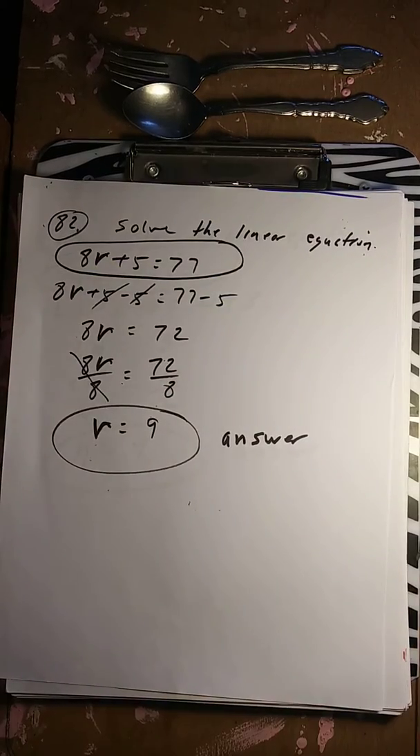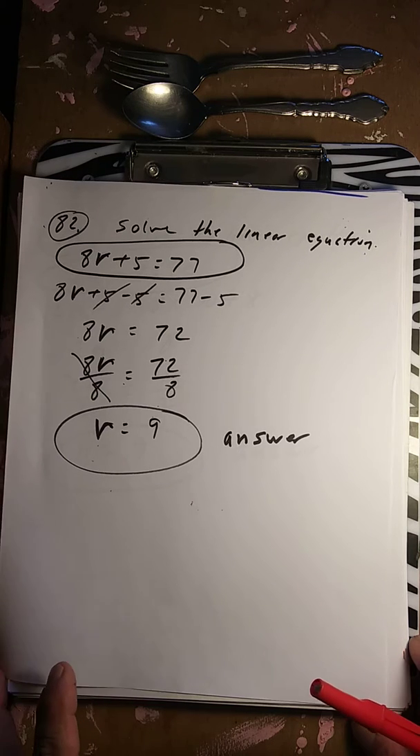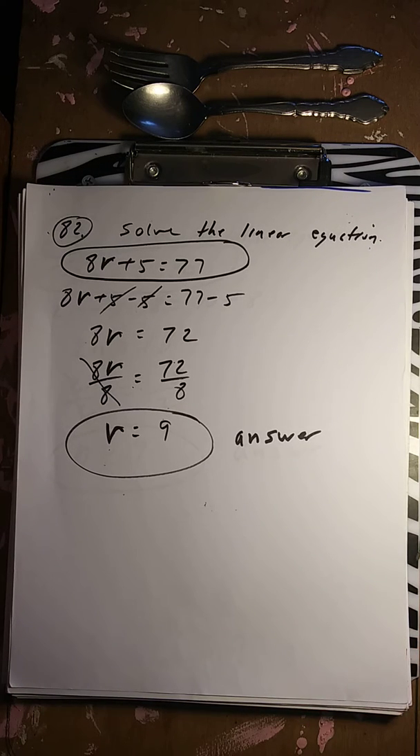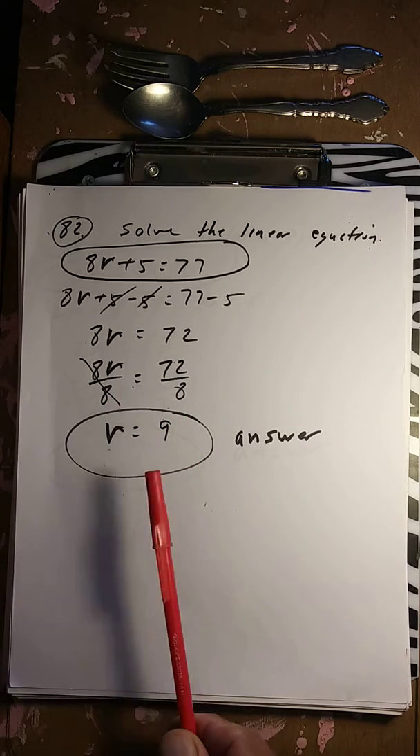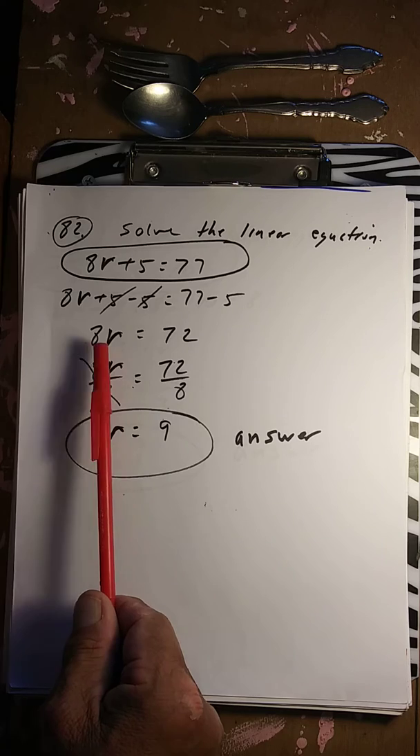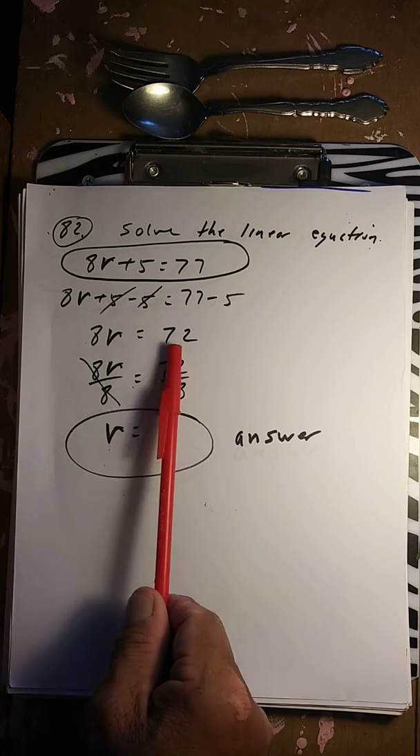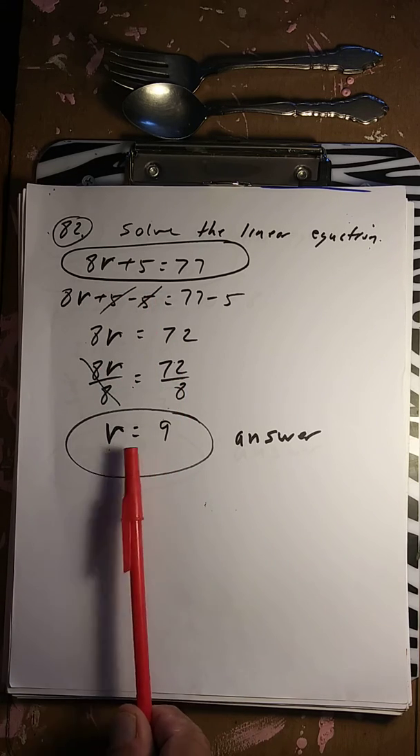Alright, next question. Solve the linear equation 8R plus 5 equals 77. I'm going to subtract 5 on both sides. So now we have 8R right here. These are gone. 8R equals 72. Divide by 8, divide by 8. So R equals 9.